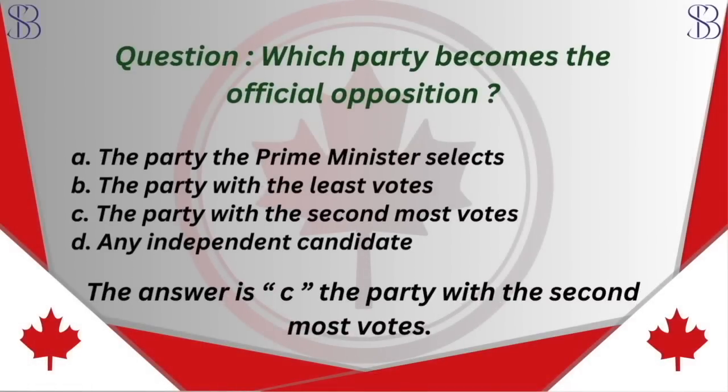Question. Which party becomes the official opposition? A. The party the Prime Minister selects. B. The party with the least votes. C. The party with the second most votes. D. Any independent candidate. The answer is C. The party with the second most votes.